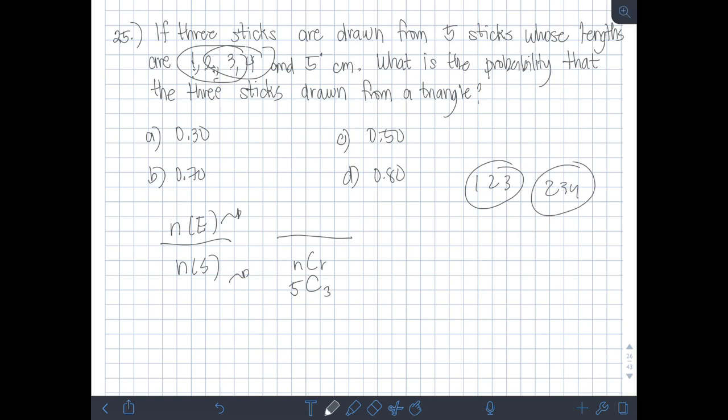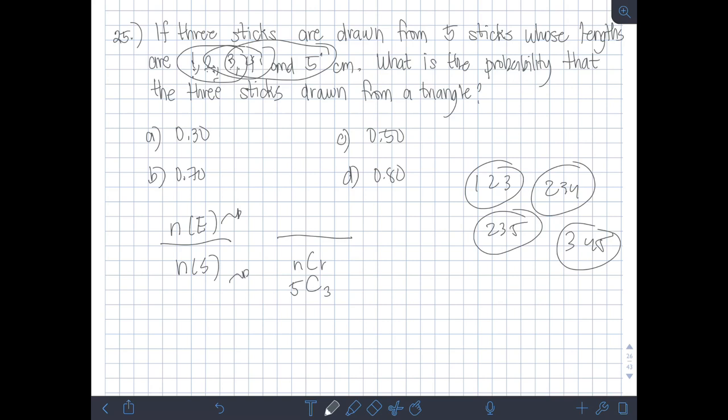Next, 2, 3, 5. Pasok din kasi 2 plus 3 is 5, which is greater than or equal to 5. Okay, so 2, 3, 5. Next, 3, 4, 5. Pasok ba? Yes, kasi yung dalawang pinakamaliit ay 3 plus 4, which is 7, greater than 5. So, 3, 4, 5. How about 3, 4, 1?